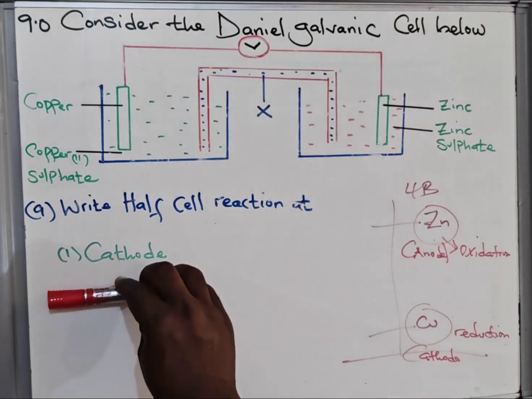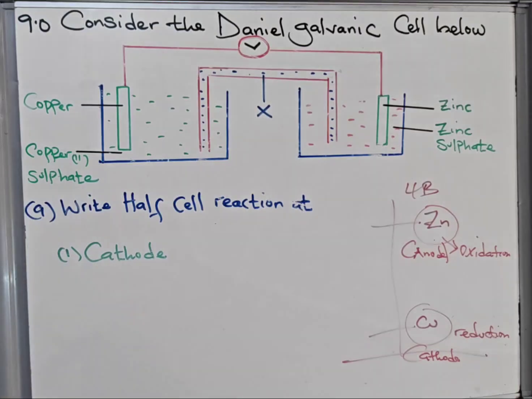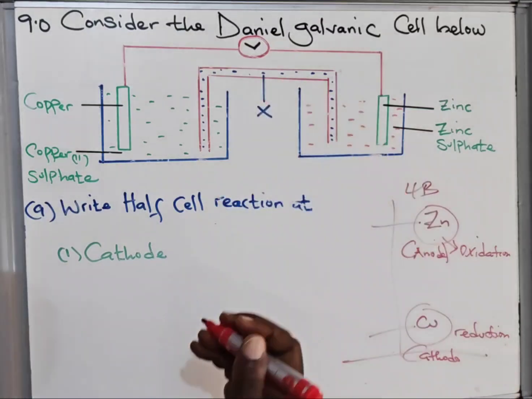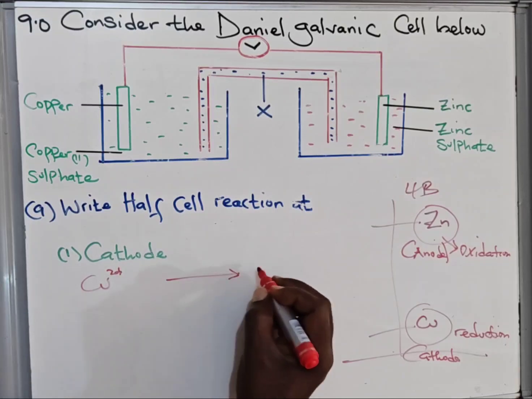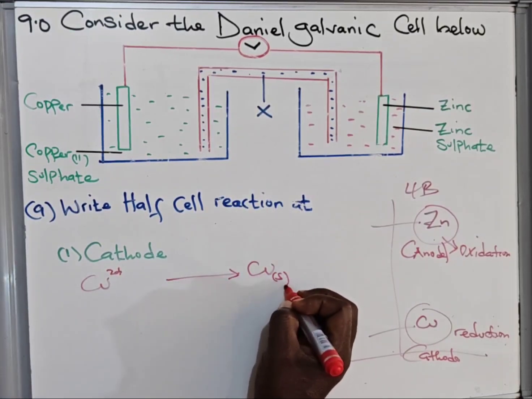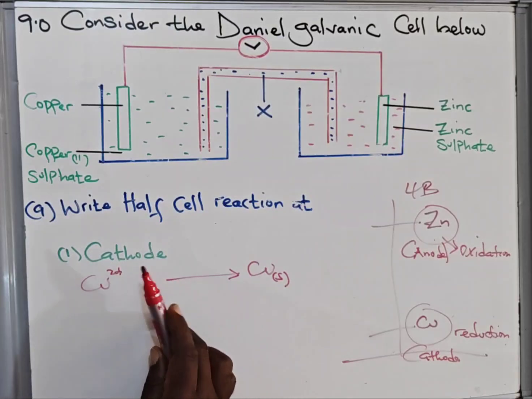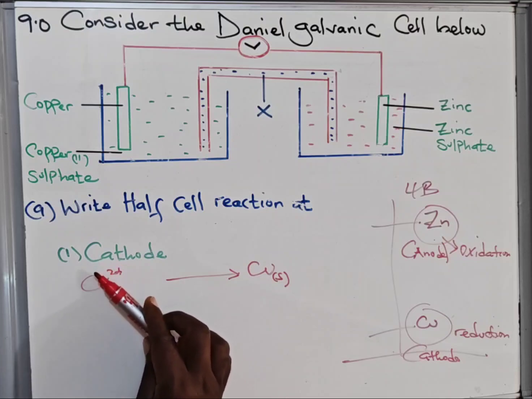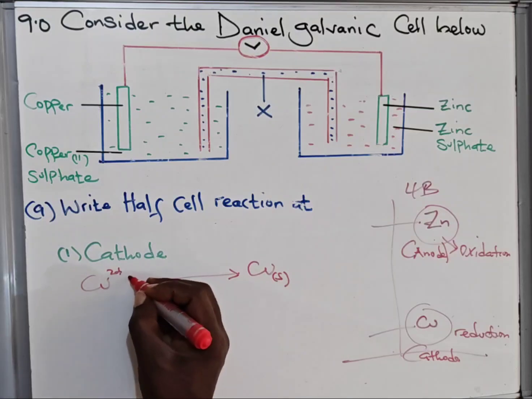So the question is, what reaction occurs at the cathode? You have to know that in terms of ions, reduction is the change from ions to solid. That's what we call reduction. In this case, which one is our cathode? It is copper. So we are going to have copper 2+ ions undergoing reduction to copper solid. What do we do? You have to look at the number of electrons involved, which is determined by the charge we have on the ion. So how many electrons? Two, and they come here.